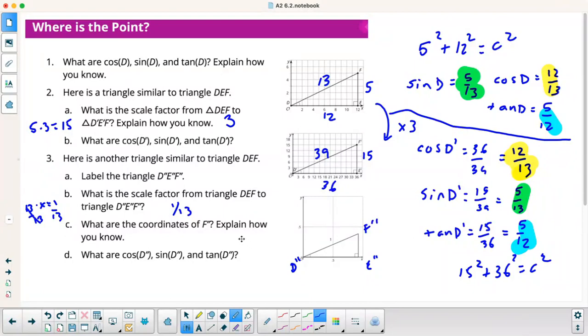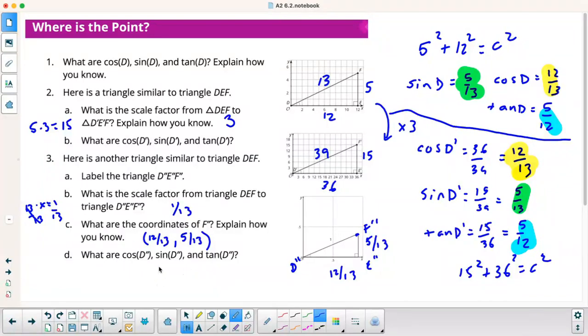What are the coordinates of F? Explain how you know. Well, if I took 5 times 1 over 13, I would get 5 over 13. And then the x would be 12 times 1 over 13. This side would be 12 over 13. So the coordinates of point F right there: 12 over 13 would be the x-coordinate, left to right, and then 5 over 13 would be how high up I went.